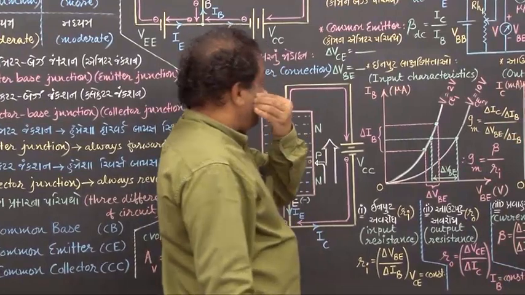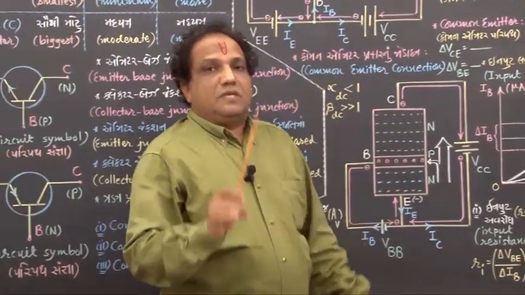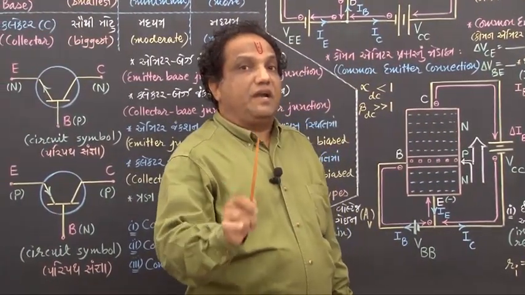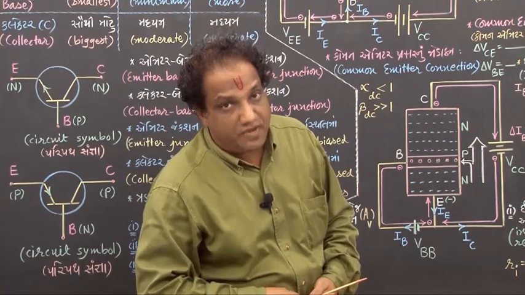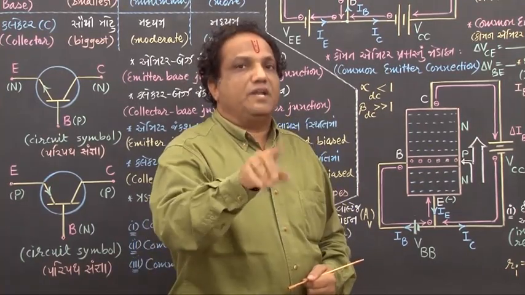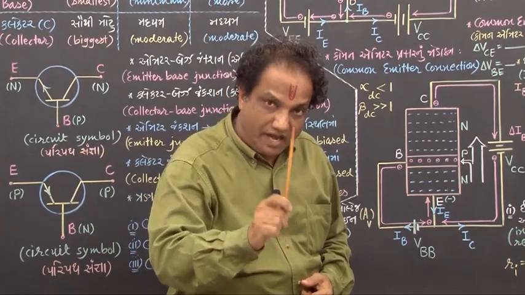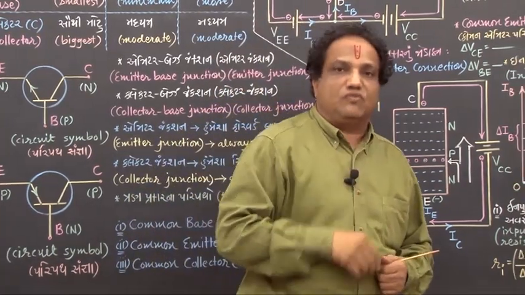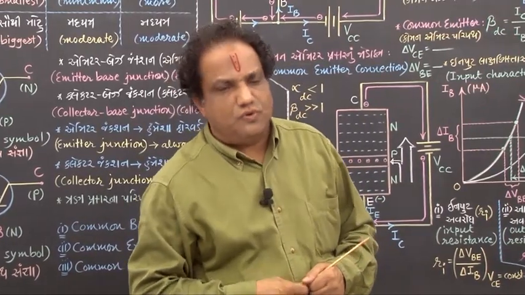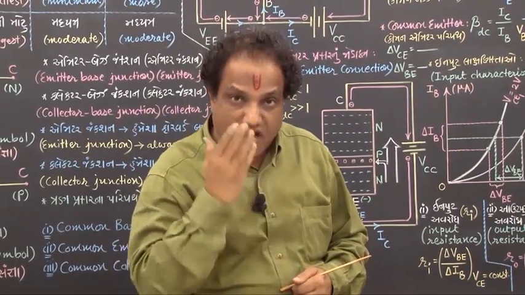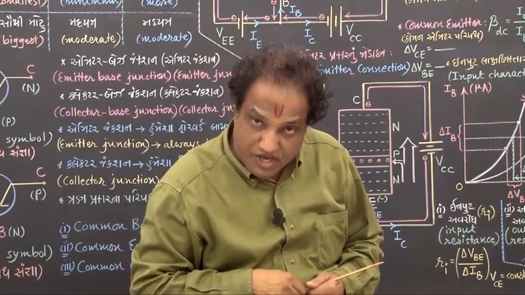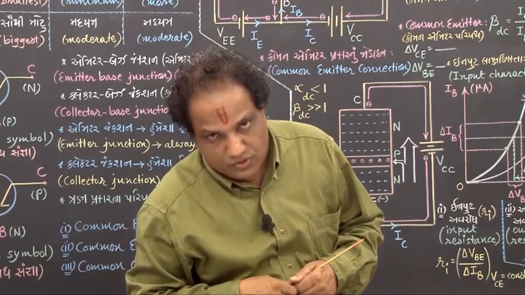Now, we go for studying static characteristic curves of NPN transistor connected in common base mode. What do you mean by static characteristic curves? First of all, tell me, what do you mean by characteristic curve? Characteristic curves means graphs of current versus voltage. They are called characteristic curves.